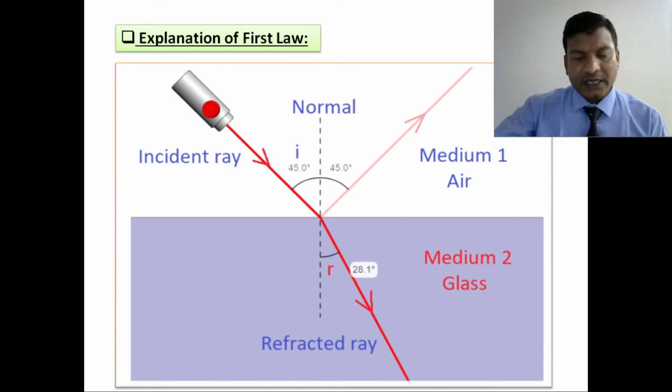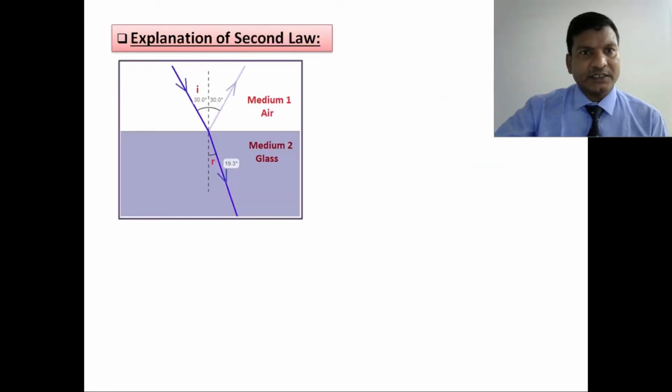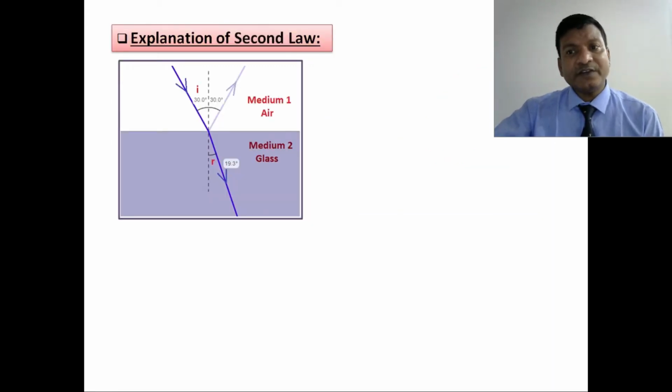Next I am explaining the second law of refraction. Now what is the second law of refraction? It says that the ratio of the sine of the angle of incidence to the sine of the angle of refraction is equal to a constant, and that constant is the refractive index of the second medium with respect to the first medium.